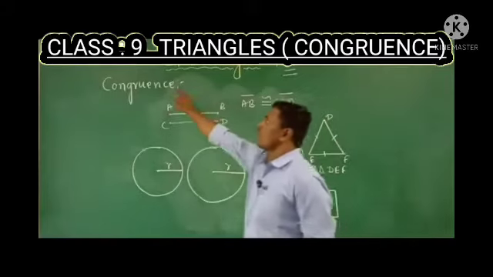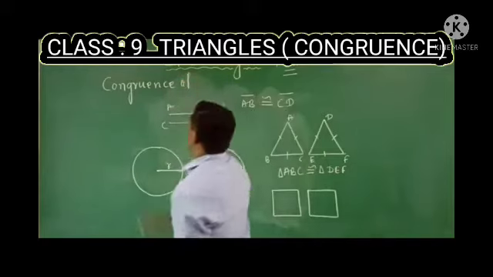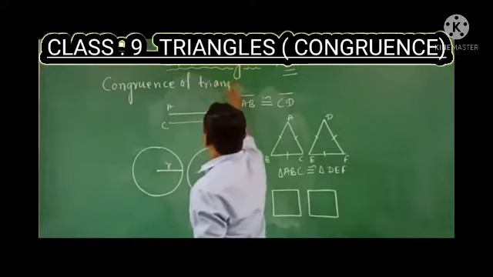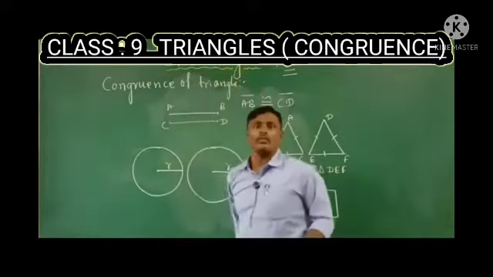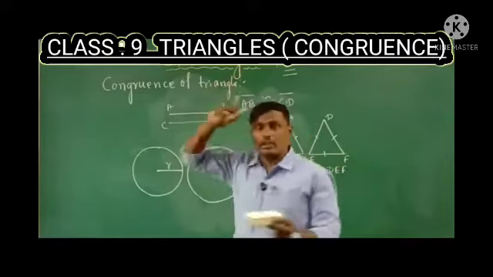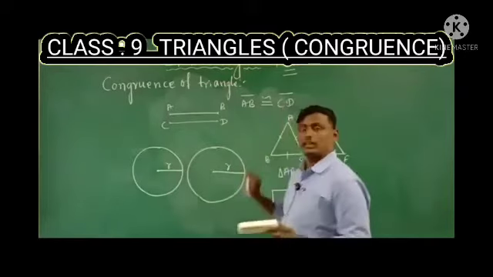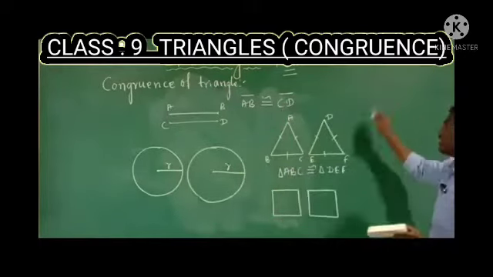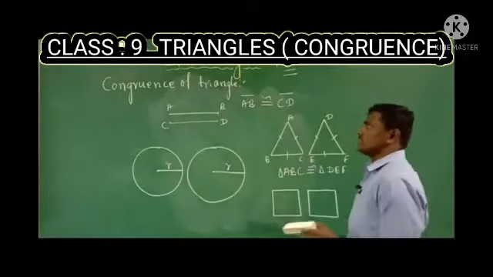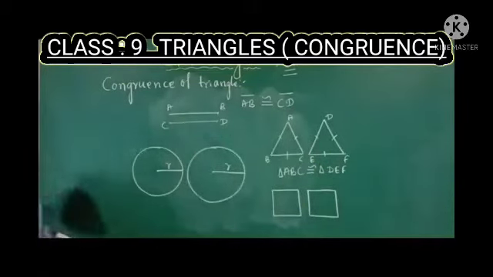The same congruence we are using in triangles. Congruence of triangles means what? Here we are taking two triangles, and by using some criteria, we prove that the given two triangles are congruent to each other. Some criteria are there. Criteria means rules.